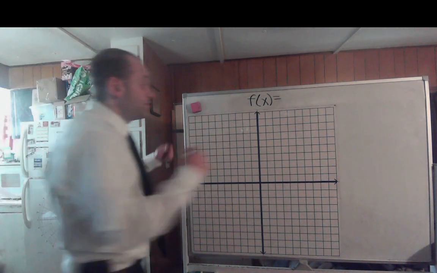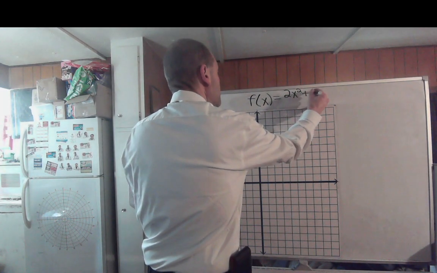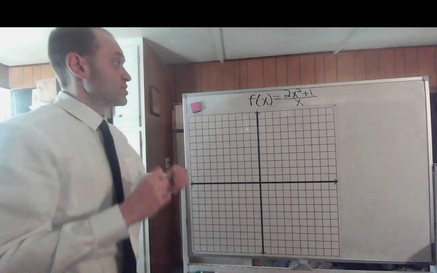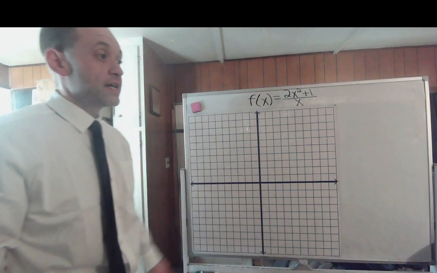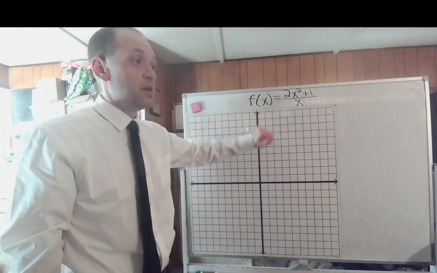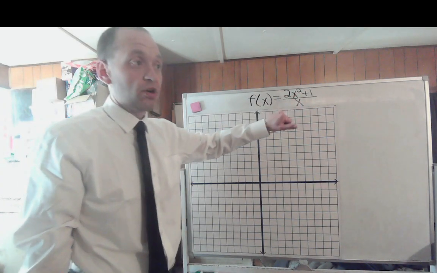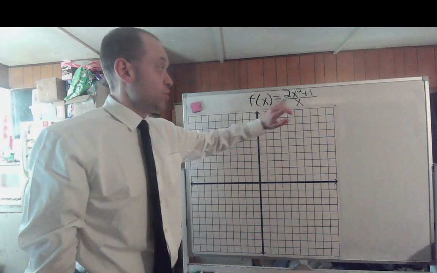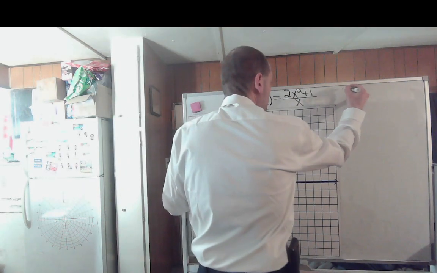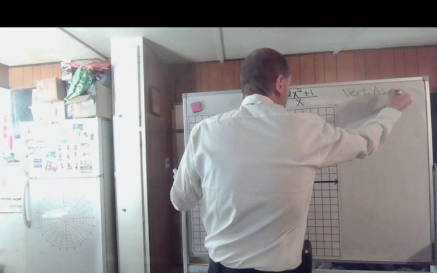So I have f of x equals (2x squared plus 1) over x. Well, the vertical asymptote is still going to hold, because when you look at this, x doesn't factor into either part of the numerator. So you'll have a vertical asymptote at x equals 0. That much is true. So x equals 0 is your vertical asymptote.